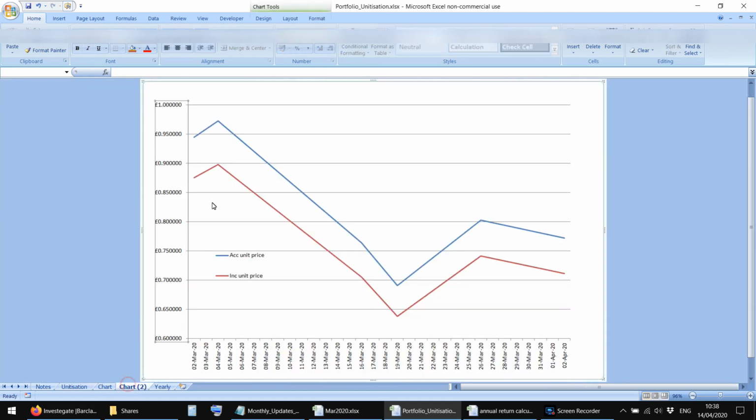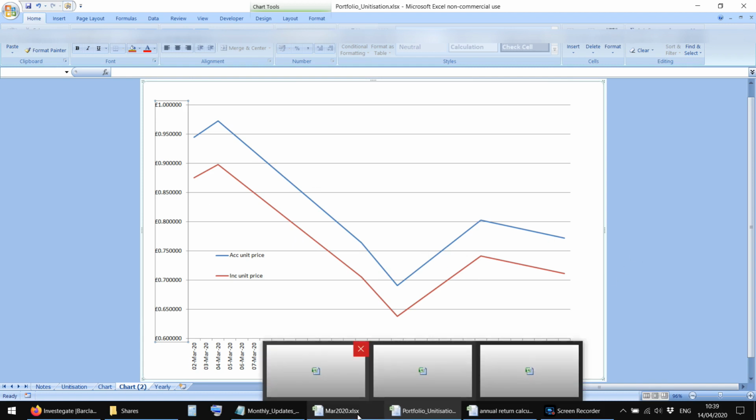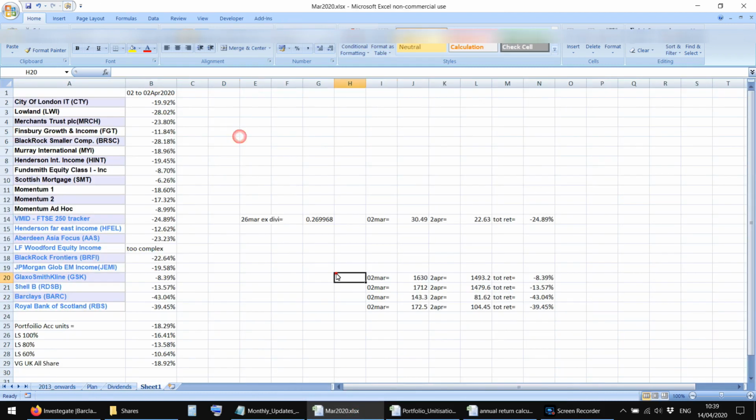I've just modified the chart to show the 2nd of March to the 2nd of April going down, but obviously I don't value the portfolio very often, do I? So there's just a lot of straight lines really. And then if we go here, what I've done is I've put this sheet together.